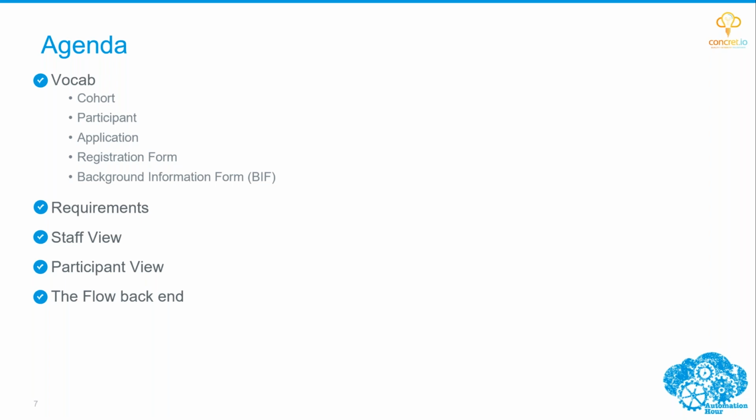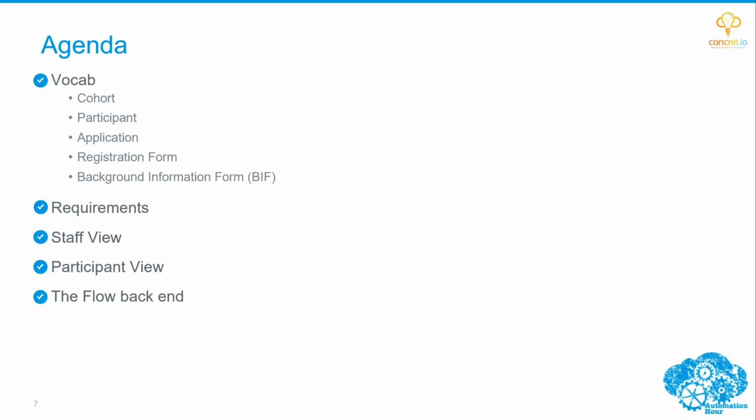The main object we're going to be working with today is the application object, which is how our participants get registered for our programs or apply for our programs. The first step of that process I'll be going through today with my flow is the registration form, which used to be called the background information form. So sometimes I'll use those two terms interchangeably.